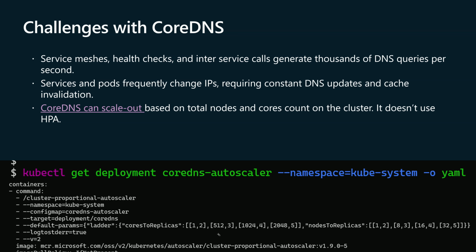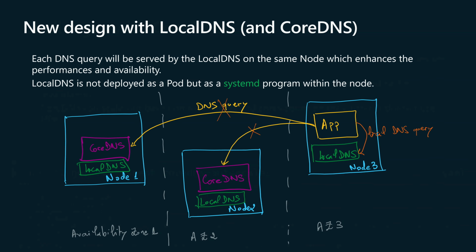The issue that might happen here is that you might have a small cluster in terms of number of nodes and virtual cores, but you might also at the same time have some applications that send lots and lots of DNS queries to CoreDNS. CoreDNS in this case might struggle to respond, and we might have lots of latency. Those challenges impose on us a better design and a better architecture, and that's the promise of local DNS.